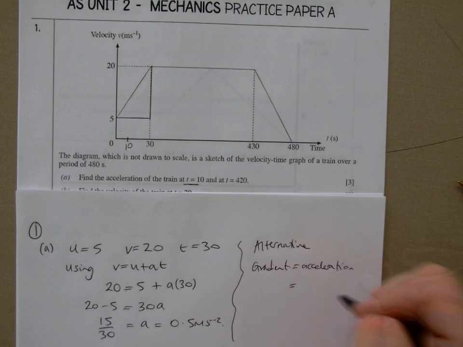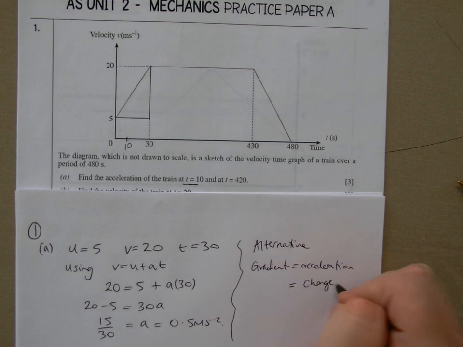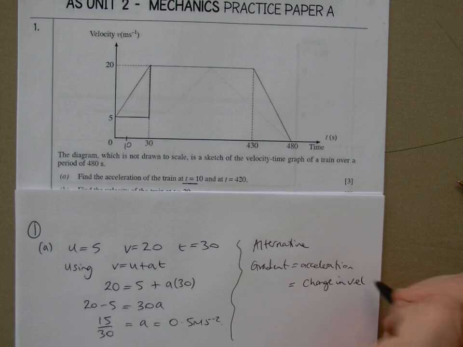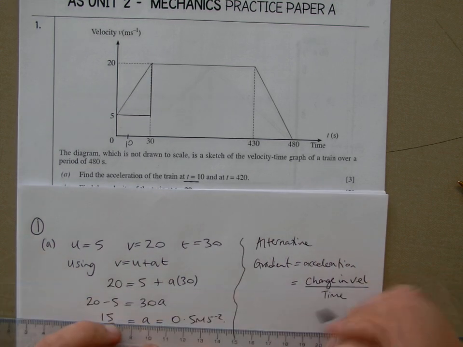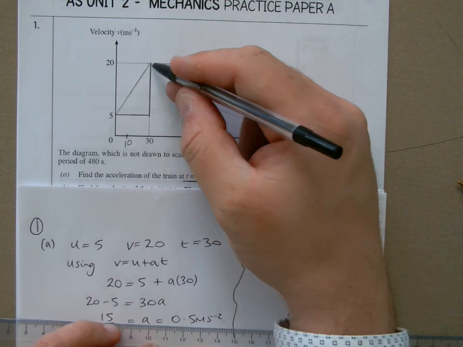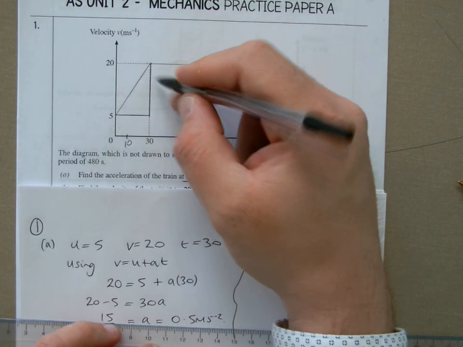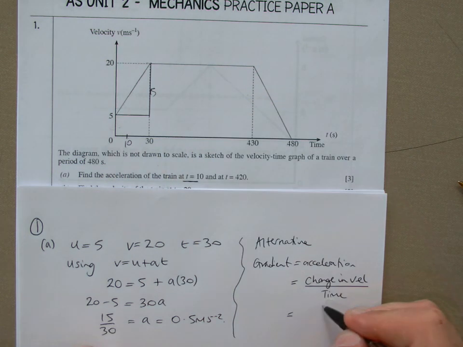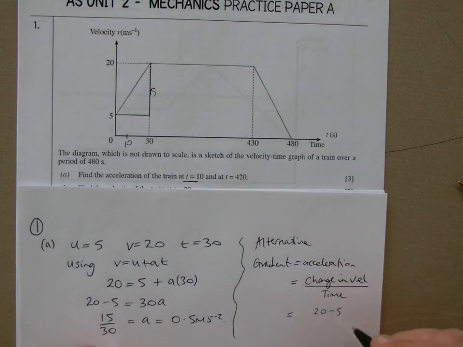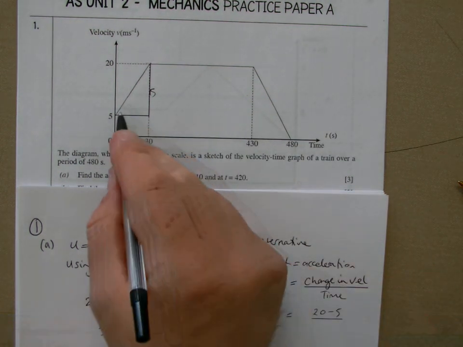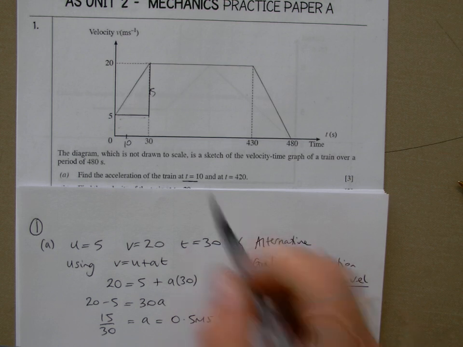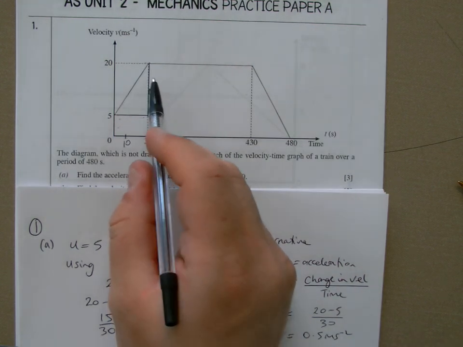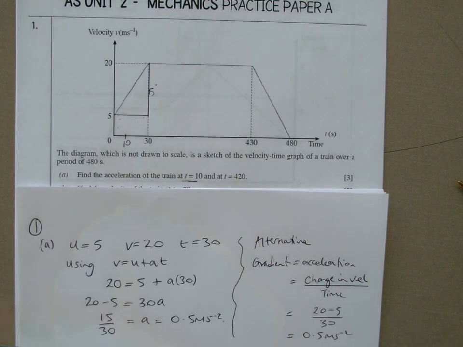So in this case, we've got change in the velocity over the time. You've got change in velocity, well, it goes from 5 to 20, so that height there is 15. So 20 take away 5, divided by the time, which is 30. So different ways of doing it, but you still get the same answer out. By looking at the gradient, you're forming a triangle, and the rise divided by the step.